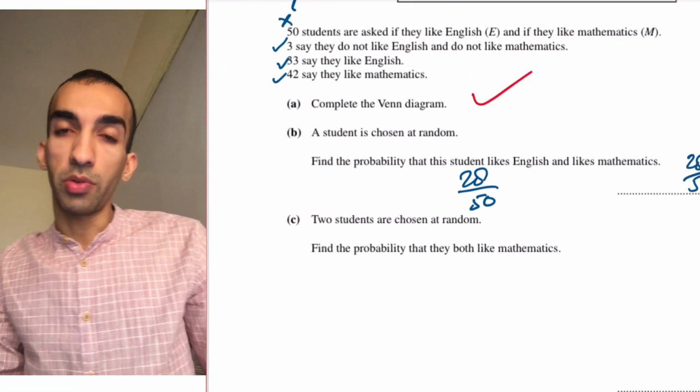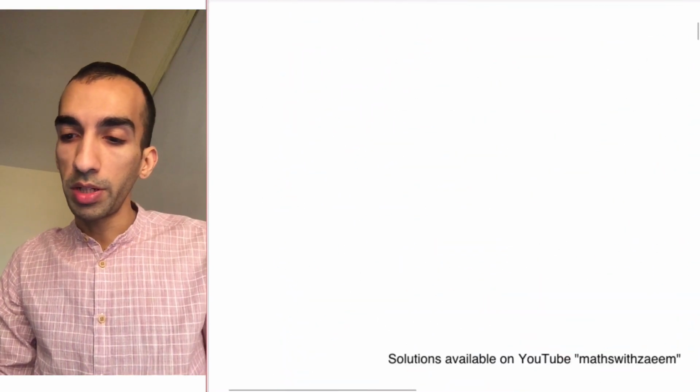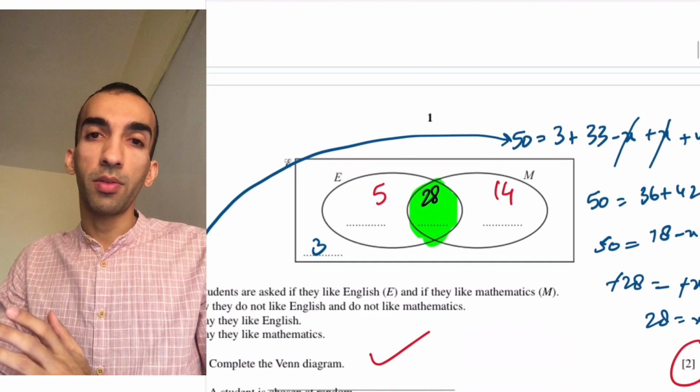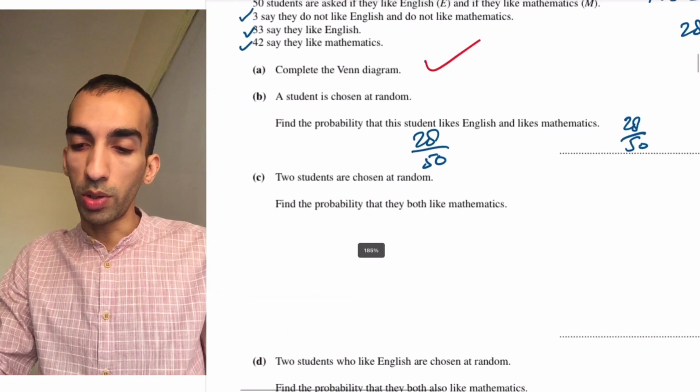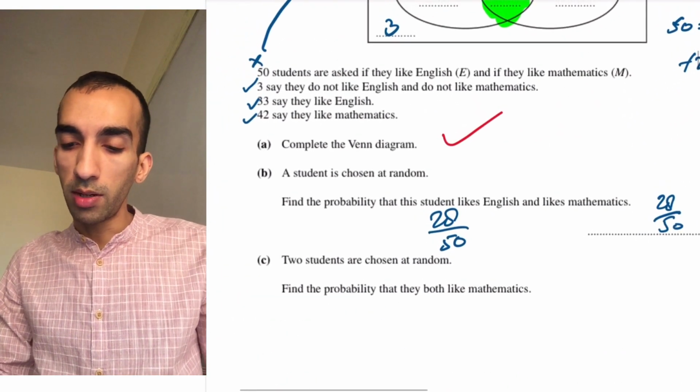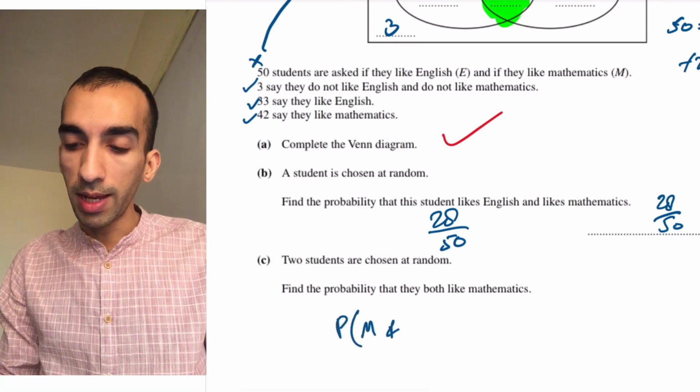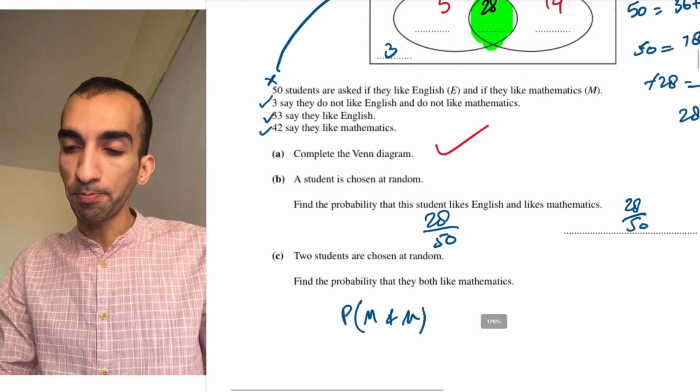2 students are chosen at random. Remember, this worksheet is about combined events. There's an event, and right after that there's another event following that. 2 students are chosen at random. Find the probability that they both like mathematics. The probability of selecting a mathematics student and then another mathematics student.